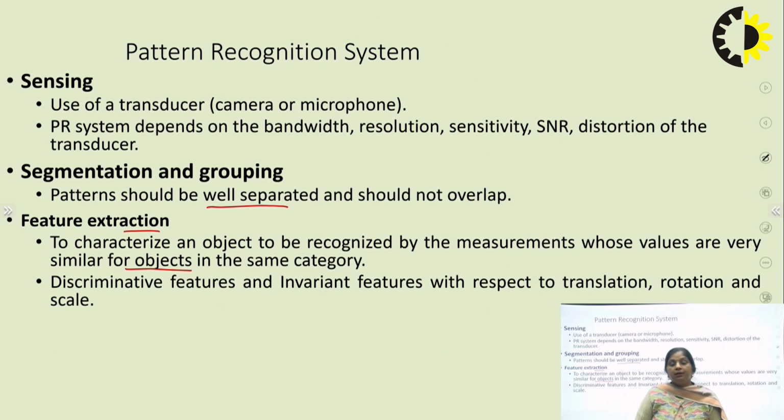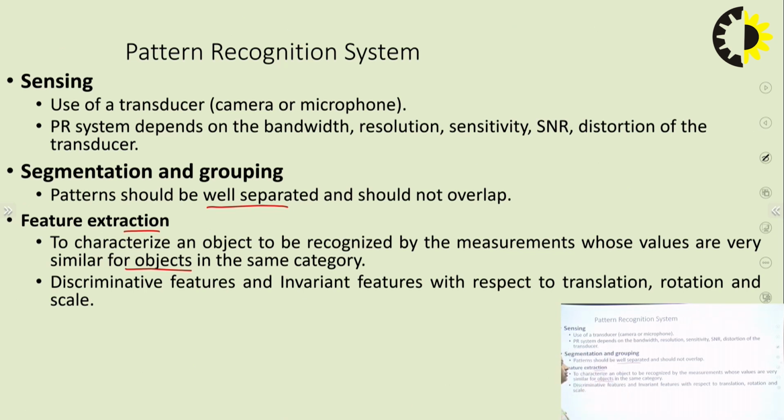For example, in weather forecasting, the temperature is very important. So temperature is one feature. Today's temperature, or the temperatures of subsequent, continuous days, can be used to forecast the weather for the next days. So it should be recognized well. The feature should be such that the object can be well recognized.